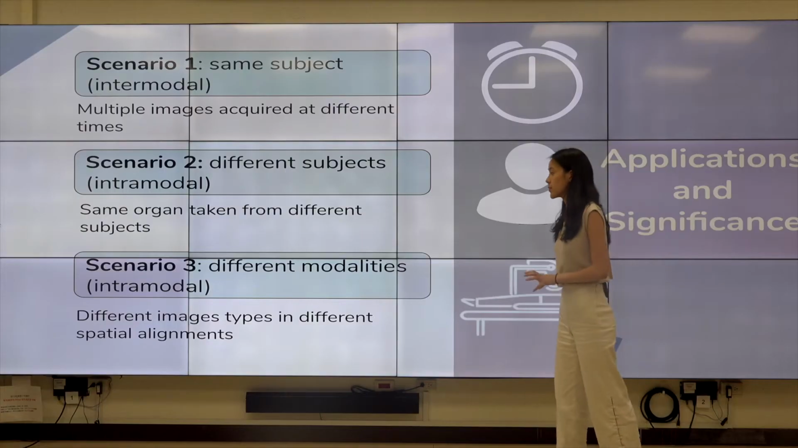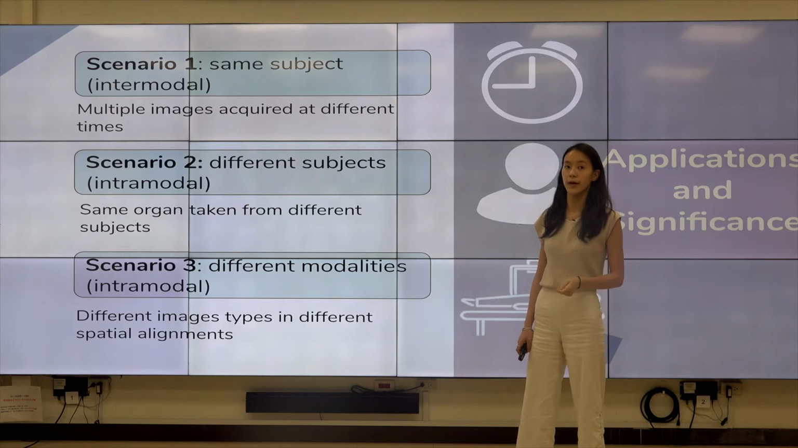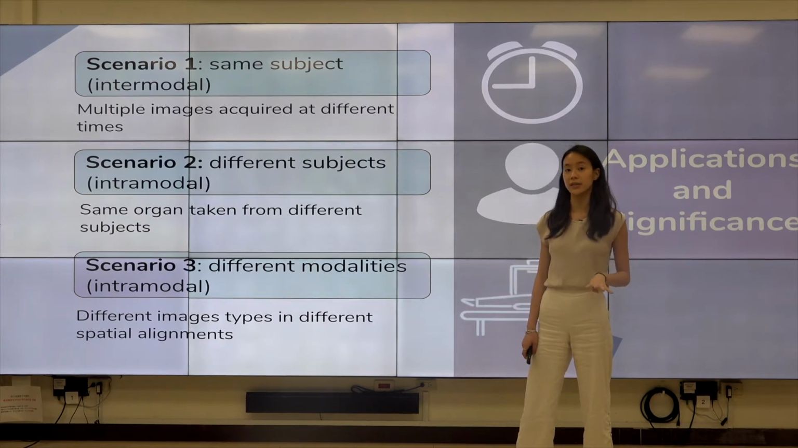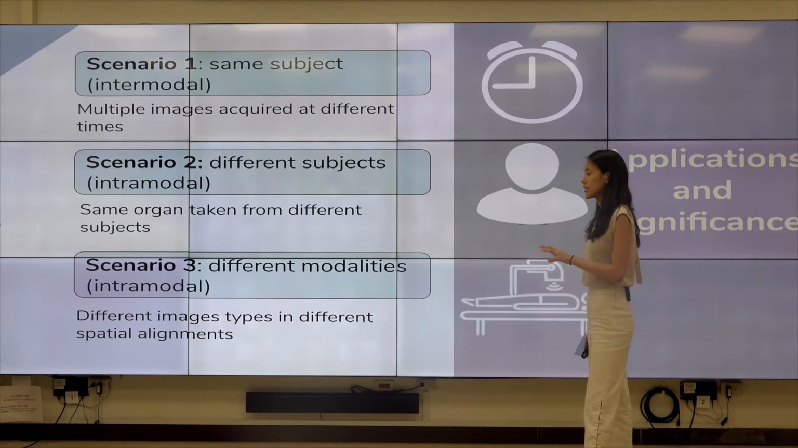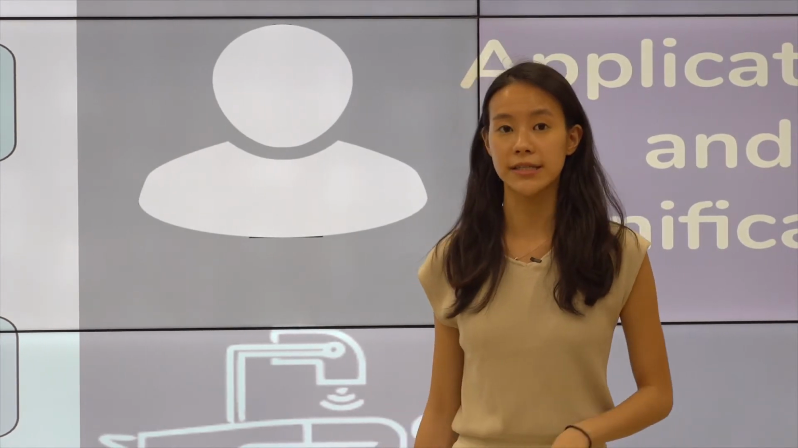And scenario 3 would be different modalities. So this would be considered as intramodal as well. The different modalities were mentioned at the beginning, where there were 4 different kinds of modalities. This may be significant in a situation where a patient is being transferred from hospital A to hospital B. And in this situation, maybe hospital A doesn't have the resources that hospital B has. So for example, one of them only has MRI scans and the other only has a CT machine.